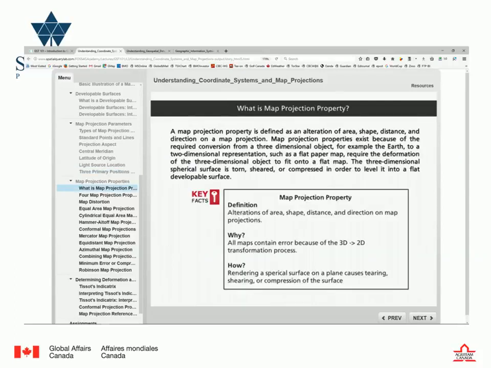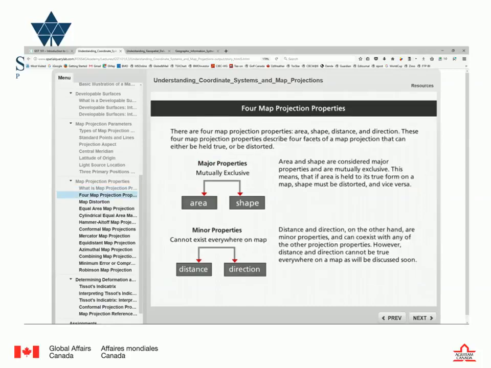The properties of map projection. So area, shape, distance, direction. All maps contain distortion because we're going from a 3D to a 2D transformation. Different types of map projections, so major properties, area and shape. What it means is that if you project a map from a curve to a flat, if you want to keep the area the same, then the shape changes. If you want to keep the shape, then the area changes. You can't keep the area and the shape the same. So that's the major properties.